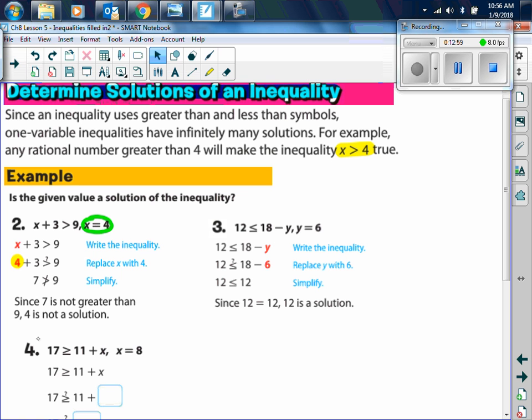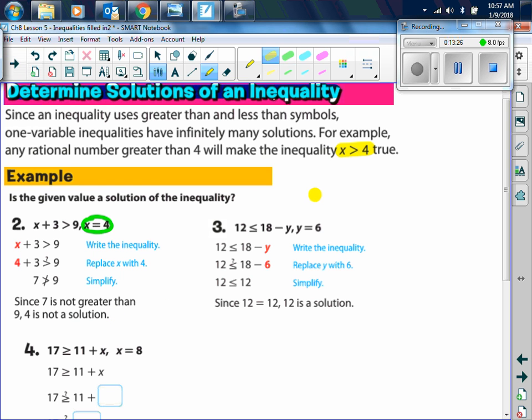4 goes in for x. And then we simplify and then compare. So 4 plus 3 is 7. Is 7 greater than 9? No, it is not. 7 is not greater than 9. So is 4 a solution? 4 is not a solution. Is that clear? So here, 4 is not a solution.